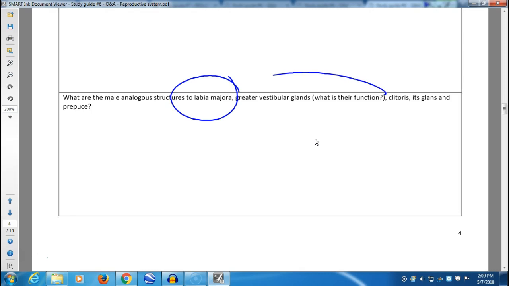Scrotum, bulbourethral gland, penis, glans penis, well, prepuce. So, do you understand what I'm asking here? Labia majora develops from the same structure from which the scrotum develops. Glans penis is essentially the same part as glans clitoris. Prepuce of the clitoris is the prepuce of the penis. Does that make sense? So know this.